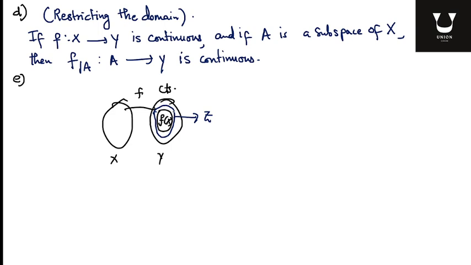Sometimes if fx is equal to y, then the possibility for z will be y only, if the function is onto. If the function is not onto, then at least two possibilities for z will be there. All right.